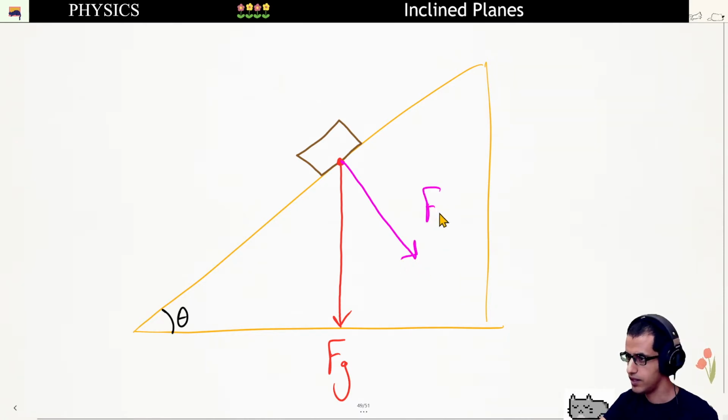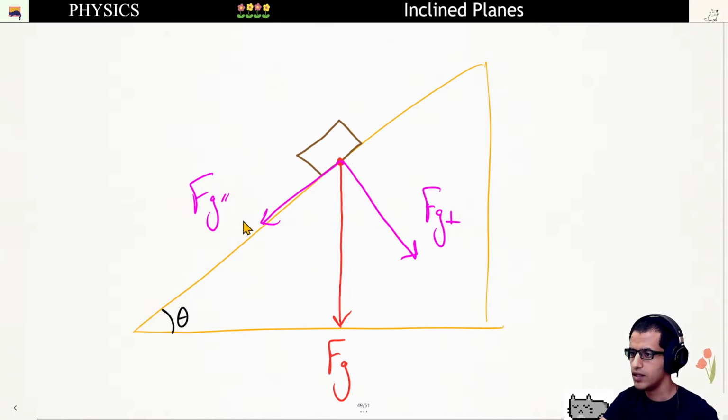So we call this FG perpendicular, and there's going to be a parallel component that's going to be drawn out to here. And this is our FG parallel. This force of gravity parallel can also be drawn in here to create this nice right triangle. So I'll label this as well as FG parallel.